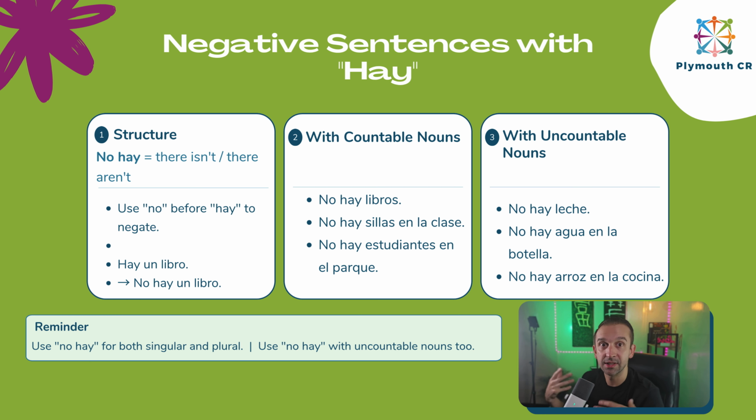With uncountable nouns, the same thing. No hay leche. No hay agua en la botella. There's no milk. There's no water in the bottle. No hay arroz en la cocina. There's no rice in the kitchen. Okay, so remember, use no hay for both singular and plural. And you can also use no hay with uncountable nouns. That is actually really cool because it's pretty easy, I think.